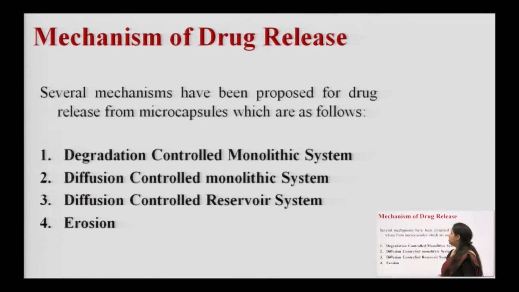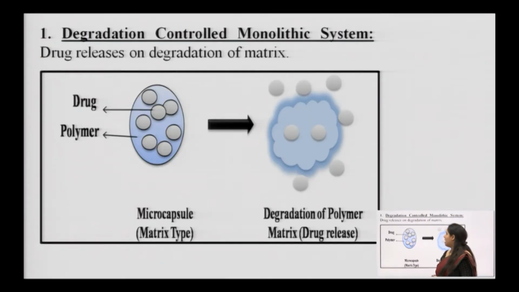So here are some mechanisms of drug release through microspheres. The first mechanism is the degradation controlled monolithic system, then the diffusion controlled monolithic system, the diffusion controlled reservoir system, and erosion. In total, four mechanisms have been mentioned for the drug release of active constituents through the microspheres. We will discuss them one by one in detail. Move on to the next slide.